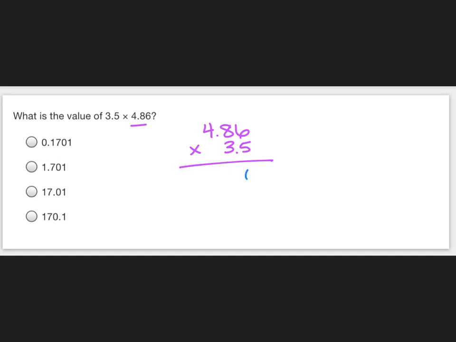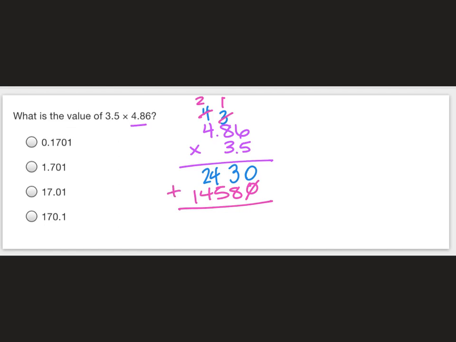So 5 times 6 is 30, carry your 3. 5 times 8 is 40, plus 3, 43, carry your 4. 5 times 4 is 20, plus 4 is 24. At this time we're going to put our 0 to hold our place, and mark out what we've already carried. Now we're going to multiply everything times 3. So 3 times 6 is 18, carry your 1. 3 times 8 is 24, plus 1, 25. 3 times 4 is 12, plus 2 is 14.